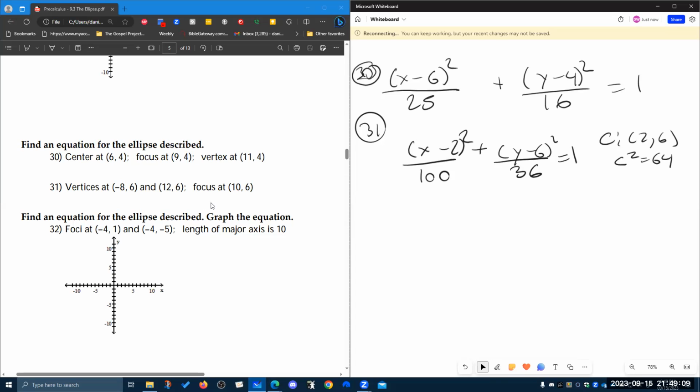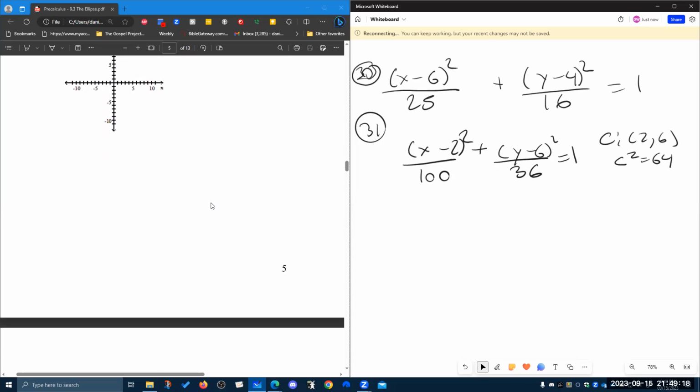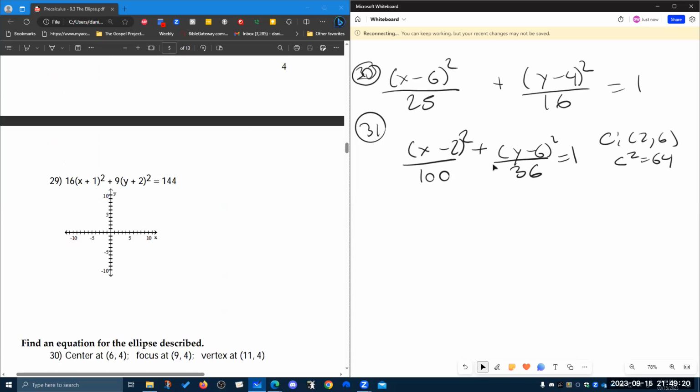And that's it for this section of taking the description and making the equation for it. Like I said, we'll come back and we'll do some graphing with these in a little bit. See you for the next video.